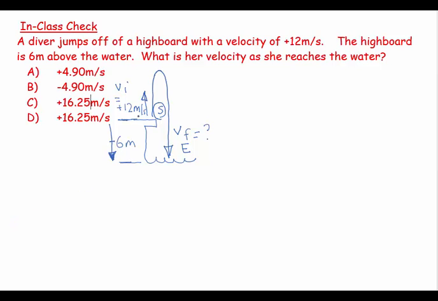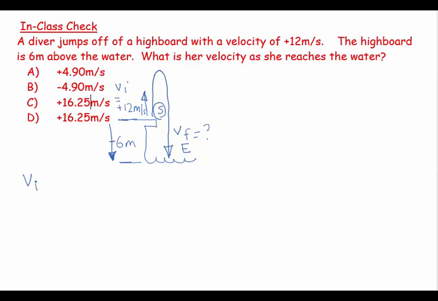She jumps up from the high board at 12 meters per second in a positive direction. She eventually reaches the water and has a final velocity, and the dive board is 6 meters above the water, and because she goes from the dive board to the water, that displacement is minus 6 meters. And the next thing we do is we make our list.